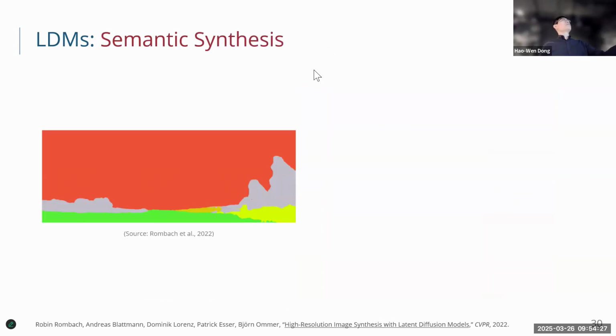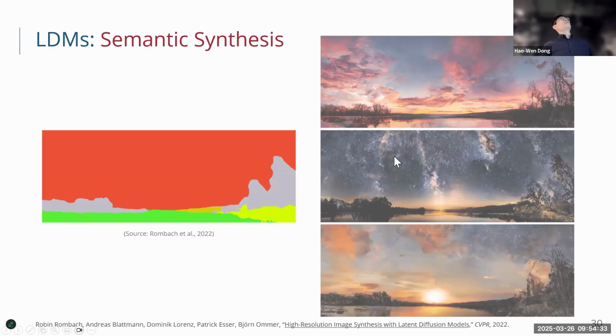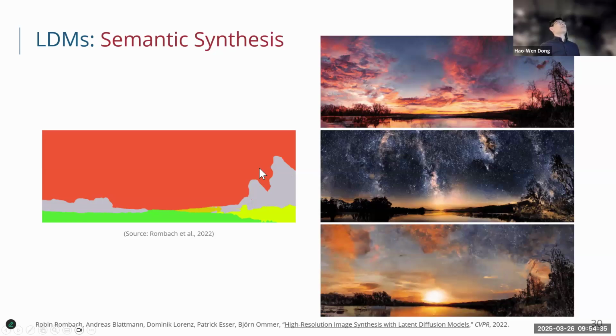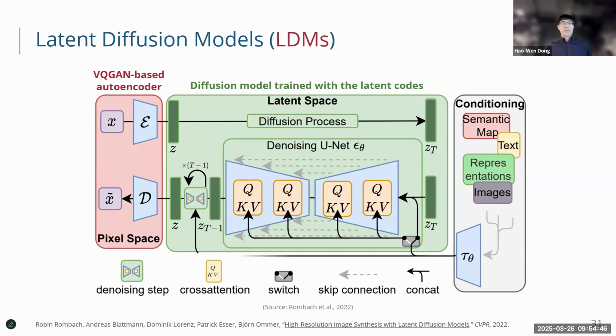Anyway, you can also do this. You have sky, you have, I don't know what these are, likely mountains. And you can generate different versions of it by just sending this semantic map. So you can think about it, this is a good way to control your model so that you can generate different stuff. Cool.